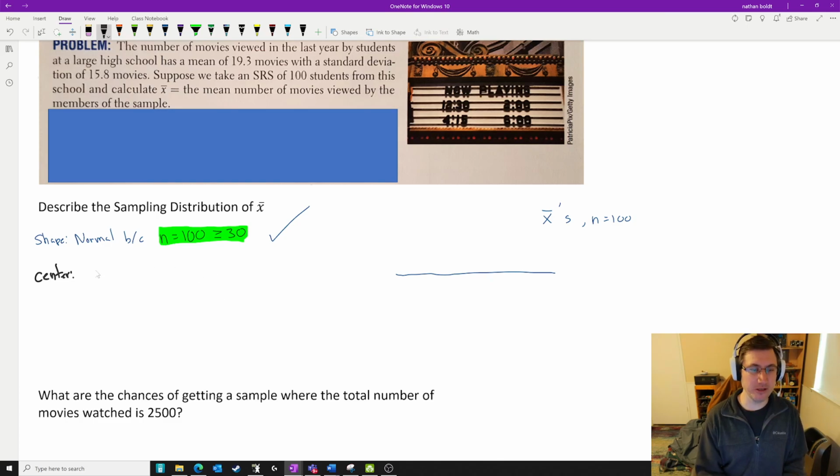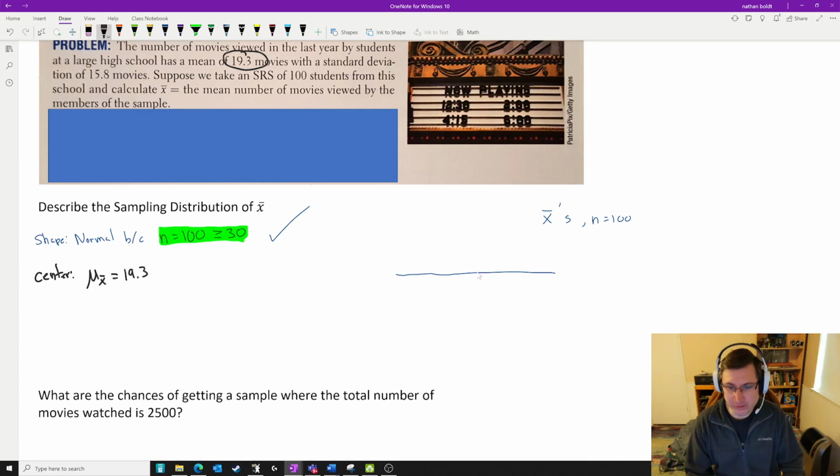All right, well, we know that the average is 19.3 for the entire population. So the average of all my X bars should also be, or at least the center of the sampling distribution should be, on that value of 19.3. All right, well, we can start building our sampling distribution. 19.3.